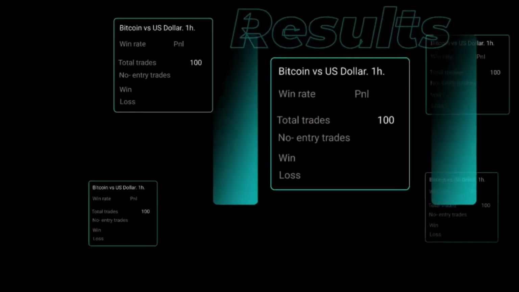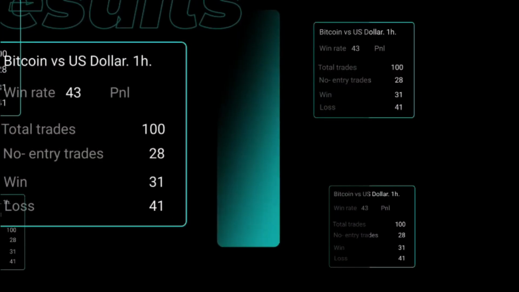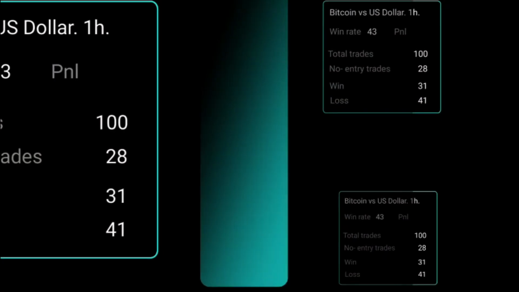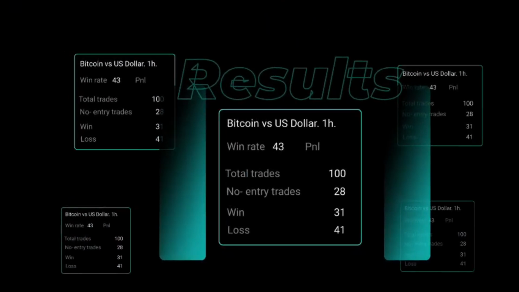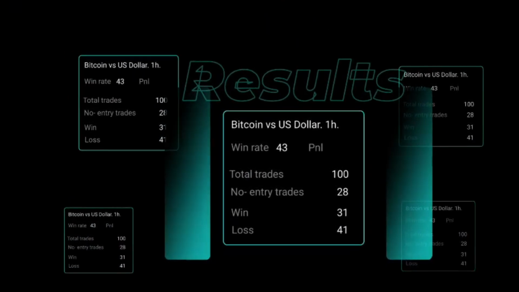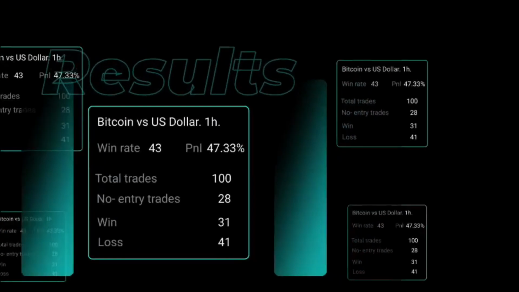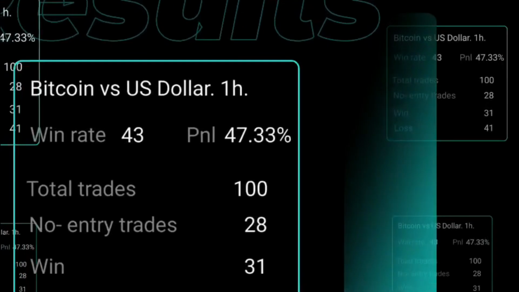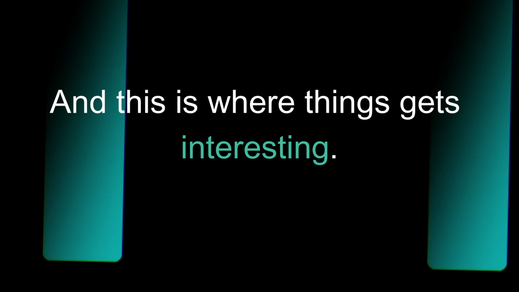Here are the results. 28 trades never triggered, 41 trades lost and 31 trades won. That's a 43% win rate, not amazing, right? But here's the kicker. With proper risk reward, the account still grew by 47%. This shows us that order blocks work, but only under certain conditions. And this is where things get interesting.